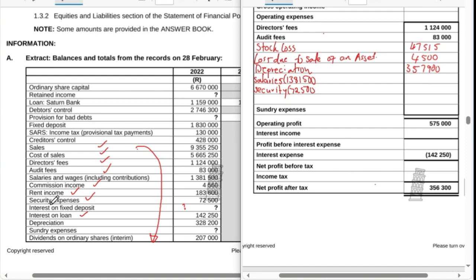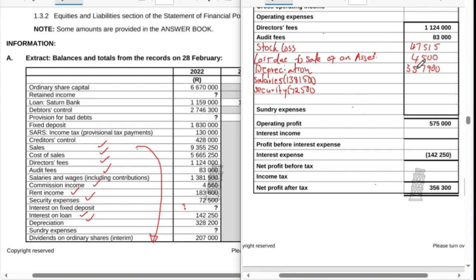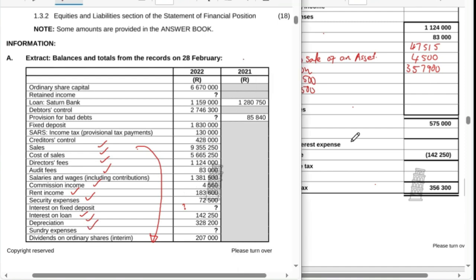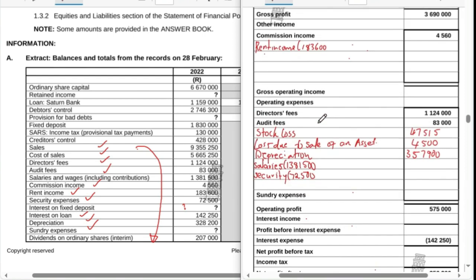And then depreciation, yes, we have depreciation there, and we have already recorded it. And then sundry expense has been provided here, but there is no amount for sundry expense, which is also a question mark. And then dividends on ordinary shares, which are interims, are not included under our income statement. And then, guys, let's continue now.